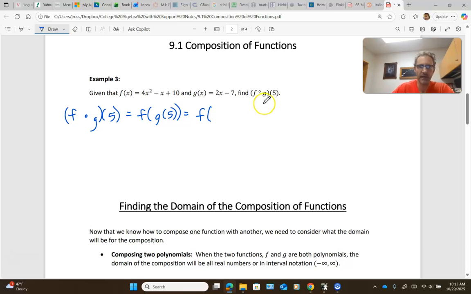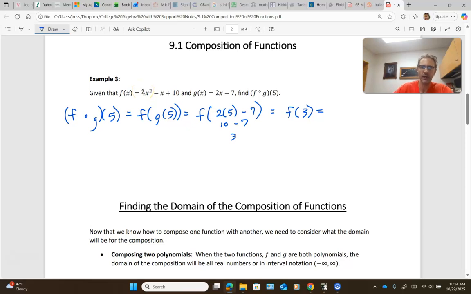So g of 5, well, g is this linear function right here. So if I plug 5 in, I'll have 2 times 5 minus 7. Well, 2 times 5 is 10, minus 7 is going to give me 3. So that's the value at which I'll be evaluating f. So I'm going to plug 3 into f.